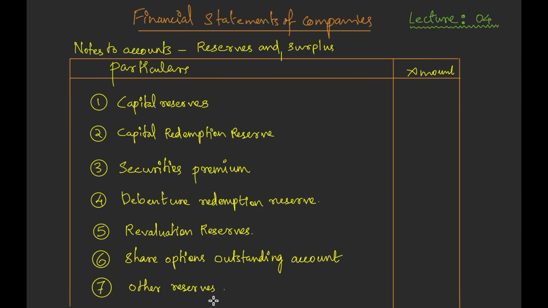Now let's see the next one. Other reserves, that is any other reserves created by the company, and it is said that you should specify the nature and purpose of the reserves which we are going to create, and the amount in respect of these reserves as well. So we should specify the nature of the reserve, the purpose and the amount in the notes to accounts under reserves and surplus.